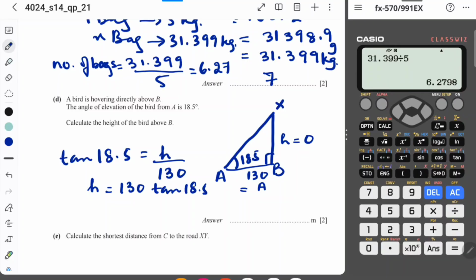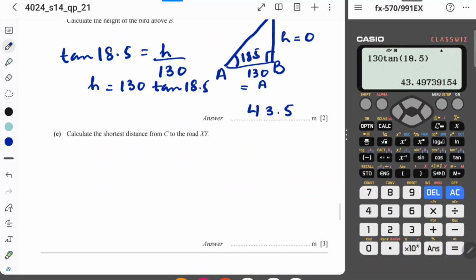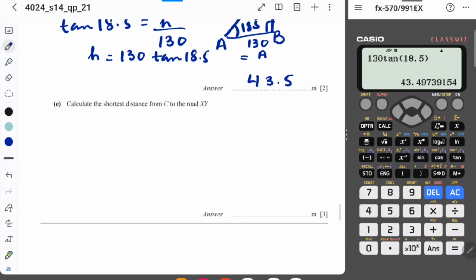So just calculate 130 times tan of 18.5. That is equal to 43.497. So that is 43.5 corrected to 3 significant figures. That's the height. So the next part, which is the last part of this question, calculate the shortest distance from C to the road XY.